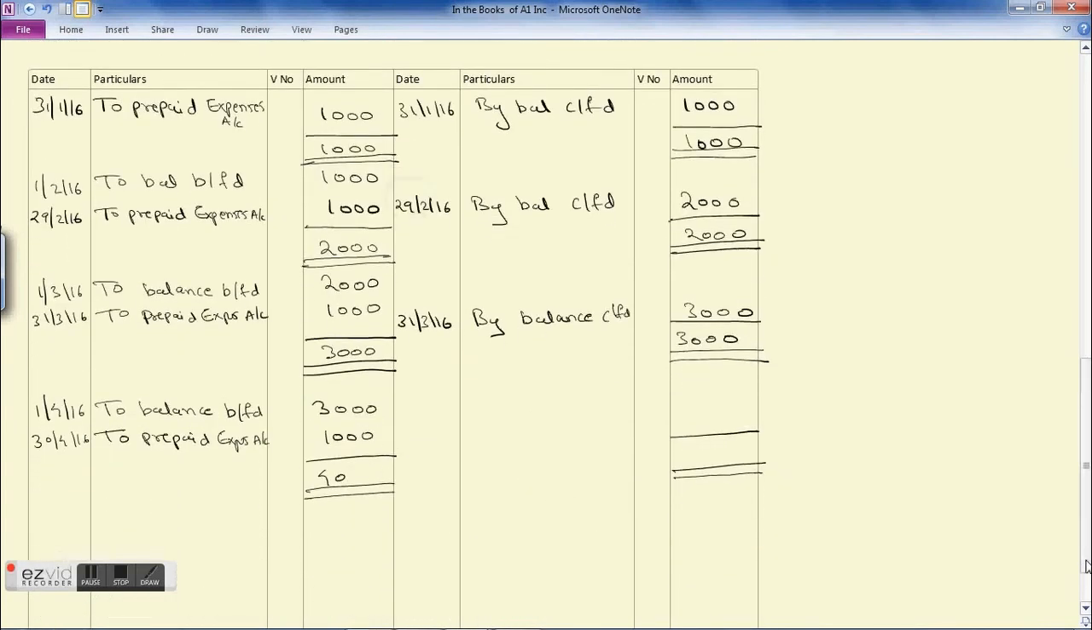Right, same way we do it for expense account also. So we total comes to 4,000. Then on 30/4/2016, by balance carry forward 4,000. Then on 1/5/2016, to balance brought forward 4,000. Okay, now this way we will pass all the entries till 31st December 2016.